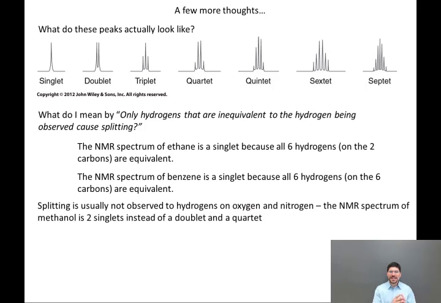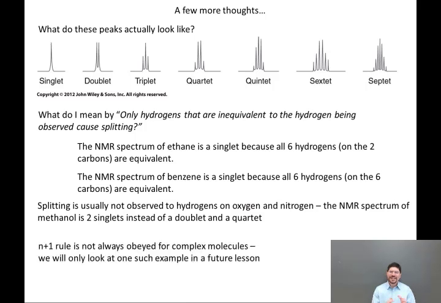Another rule is that splitting is usually not observed to hydrogens on oxygen or nitrogen. That's why when I gave you the n+1 rule, I said the number of hydrogens on adjacent carbons. So the NMR spectrum of methanol is 2 singlets instead of a doublet and a quartet. Okay, there are very occasional cases which may show up in a problem here or there where you do see the splitting to hydrogens on an oxygen. That has to do with the exact conditions under which the spectrum were recorded. If that is the case, I will make it very clear to you in the problem.